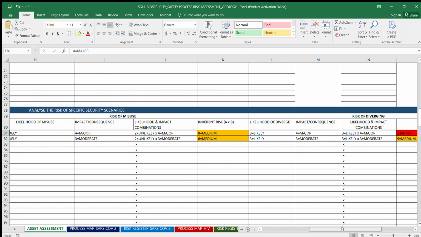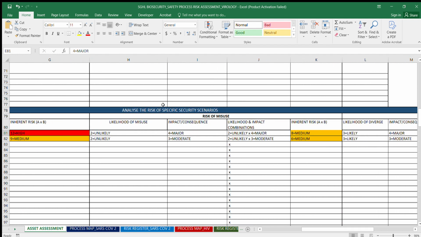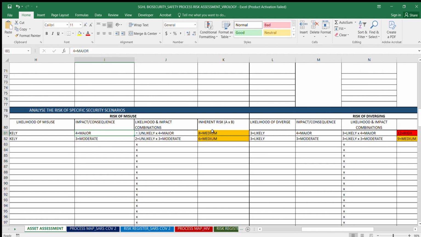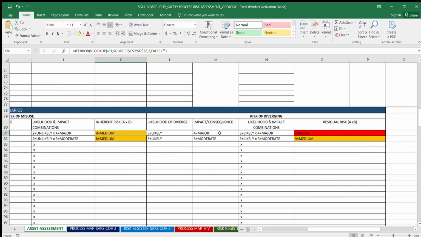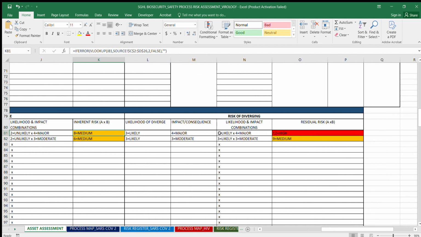Then you go to the risk of misuse. So you're looking at the likelihood of misuse. Can people that are actually working in the lab misuse? Is there a potential for people in the lab to misuse your samples or the agent? So you determine the likelihood and consequence. Then after you determine, you're going to have your risk output done for you there.